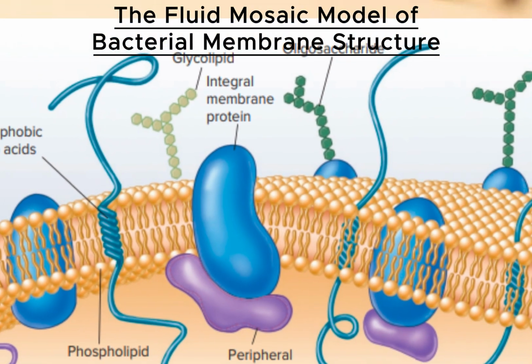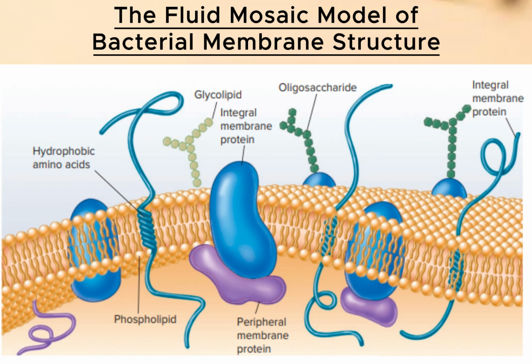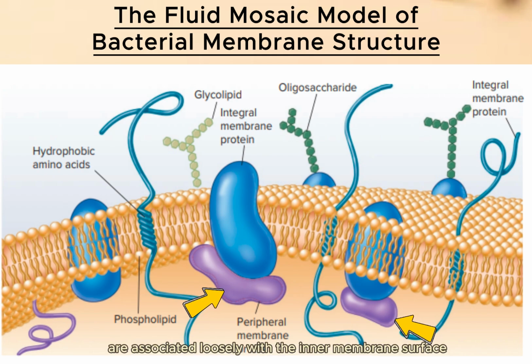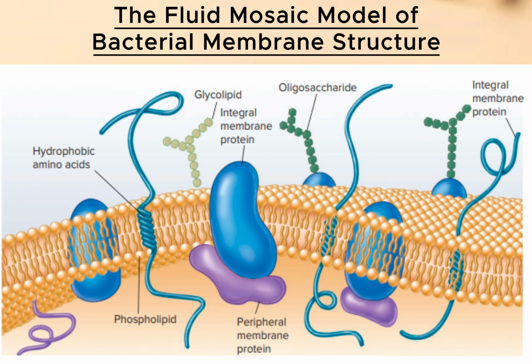The Fluid Mosaic Model of Bacterial Membrane Structure. This diagram shows the integral membrane proteins, blue, floating in a lipid bilayer. Peripheral membrane proteins, purple, are associated loosely with the inner membrane surface and integral membrane proteins. Small tan spheres represent the hydrophilic ends of membrane phospholipids and wiggly tails are the hydrophobic fatty acid chains. Phospholipids are drawn much larger than their actual size. Oligosaccharides, the chains of carbohydrates, protrude into the environment and may be attached to proteins or to membrane phospholipids.